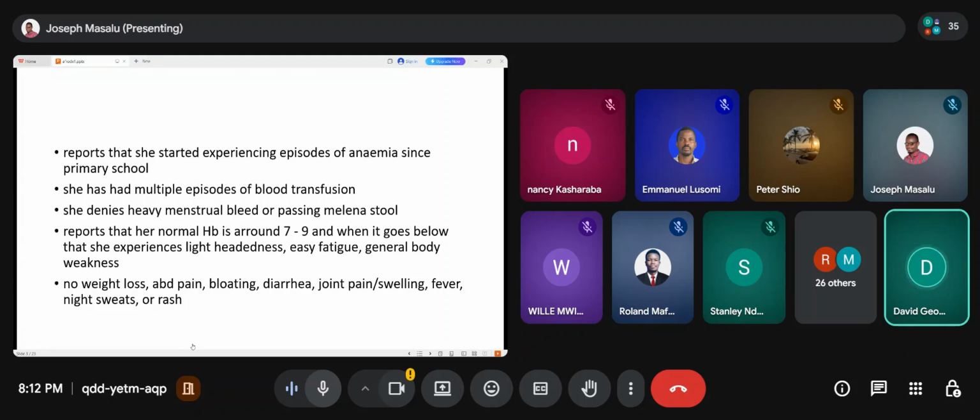Okay. Yeah, so now at 27, she has been having these episodes right from maybe school years or early teenage years. So it's a chronic history of anemia. Now this history is not very helping.